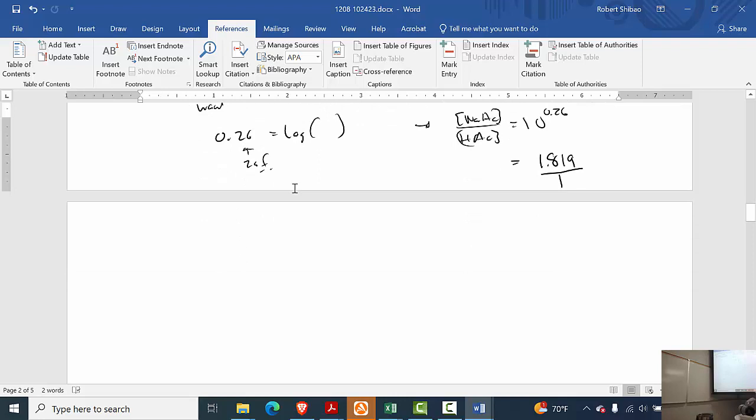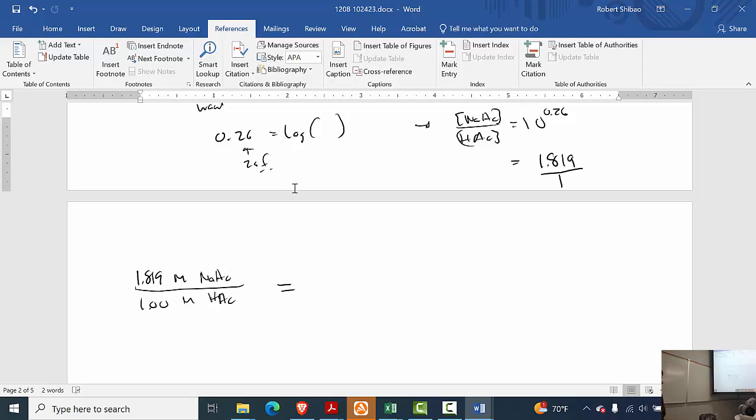And so what does this say? This says that I need 1.819 parts or molarity of sodium acetate for every 1.00 molar acetic acid. But how can I get that ratio? In this titration, how many milliliters of sodium hydroxide will it take to read this ratio?